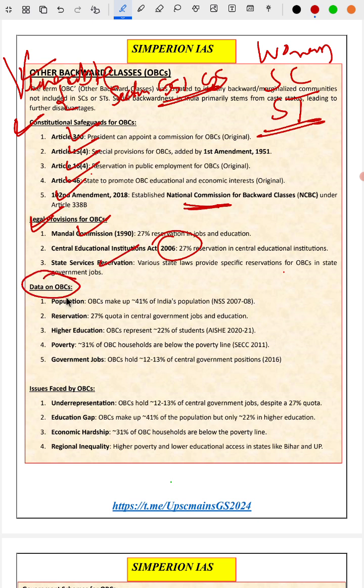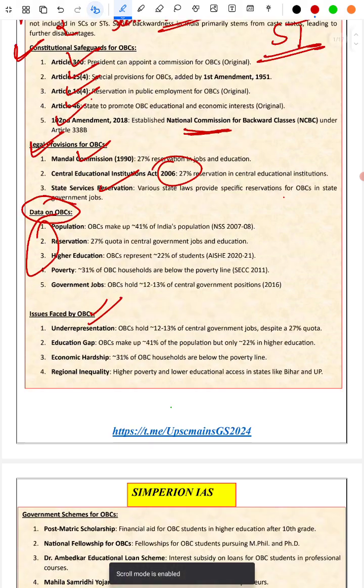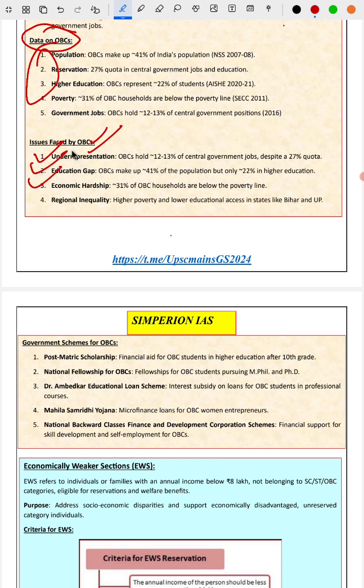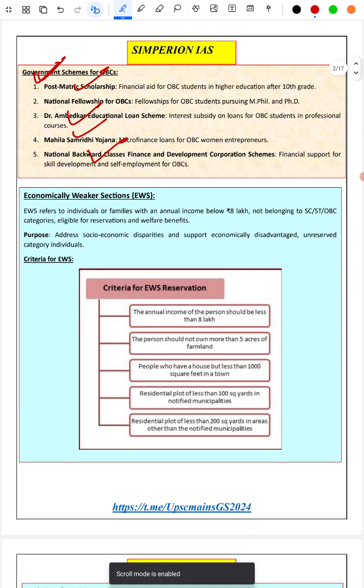Then we have covered data related to the OBC. We are given 5 points. Then we have covered issues. What are the problems or challenges faced by the OBC? Here we have covered again 4 points: underrepresentation in the services, education gap, economic hardship, and regional disparity. And next we have covered the government schemes for the welfare of OBCs: the scholarship schemes, Ambedkar Educational Loan Scheme, Mahila Samriddhi Yojana, and National Backward Class Finance Development Corporation schemes.